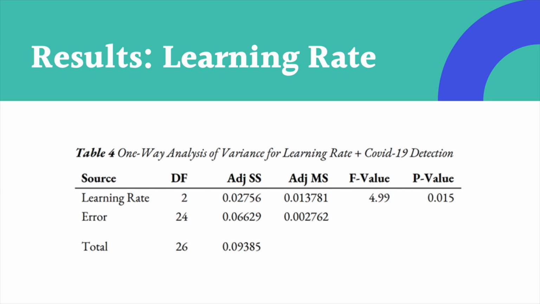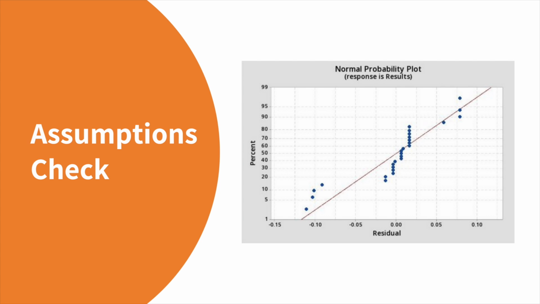So preliminary findings show that learning rate does indeed have a significant influence on the ability to detect just COVID-19. However, none of the hyperparameters were significant across all of the images. And here you can see my different assumption checks.